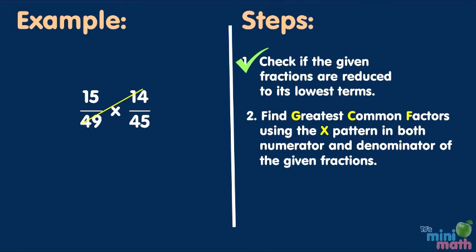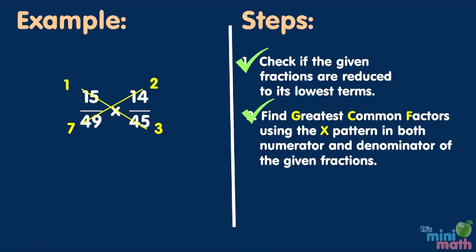Okay? If we're going to divide 14 by 7, the result is 2. And if we are going to divide 49 by the GCF 7, the result is 7. Okay? Next, we have 15 and 45. What is the GCF between 15 and 45? Again, if you can remember how to get the GCF using prime factorization, the GCF of 15 and 45 is 15. So 15 divided by 15, the result is 1. And 45 divided by 15, the result is 3.